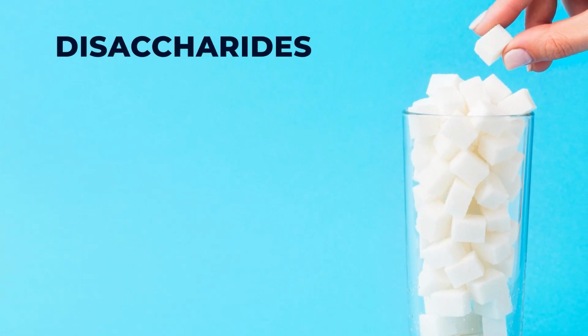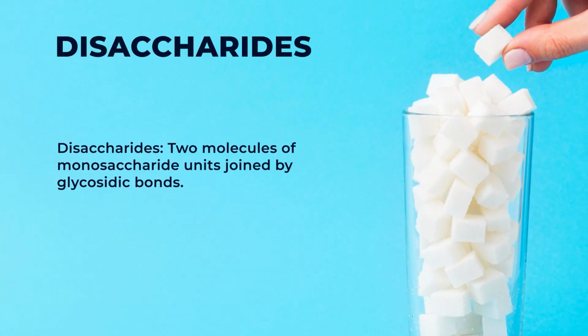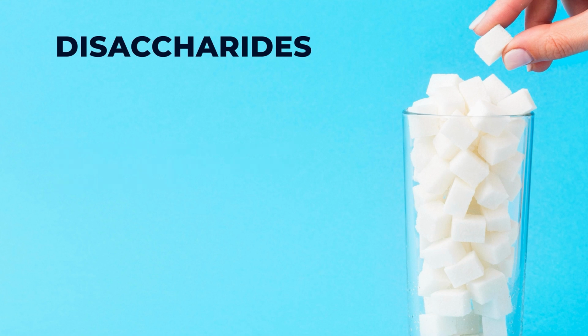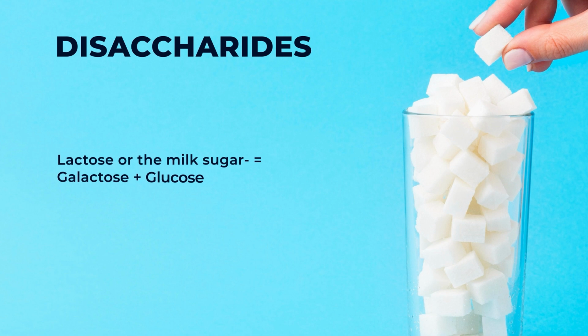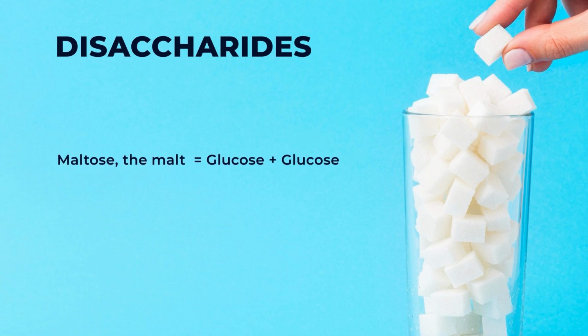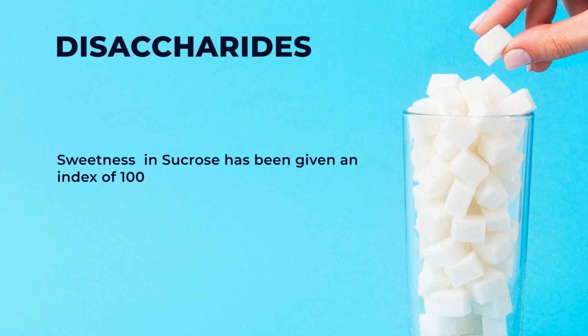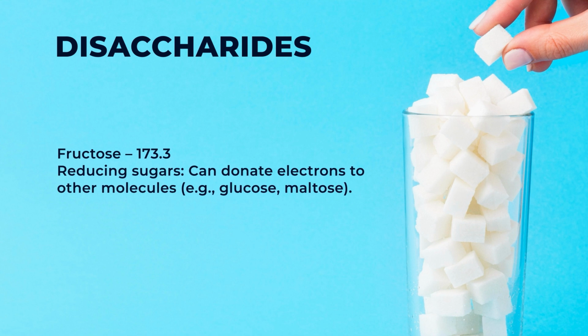Now, from monosaccharides we move to the disaccharides. They are made of 2 molecules of monosaccharides, like sucrose, an example comprising glucose and fructose, lactose comprising galactose and glucose, and maltose, from malt, comprising 2 molecules of glucose. And if you see the sweetness index, sucrose has been given 100 and fructose is 173.3.